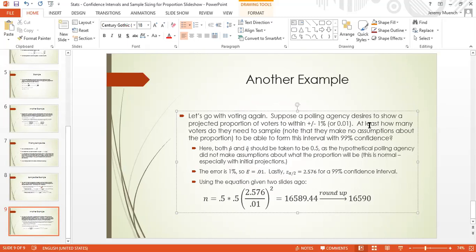So at least how many voters do they need to sample to be able to form this interval with 99% confidence? This is pretty remarkably confident. Not as confident as you'll see things happen. 99.5 gets used plenty if you're going to be super accurate.